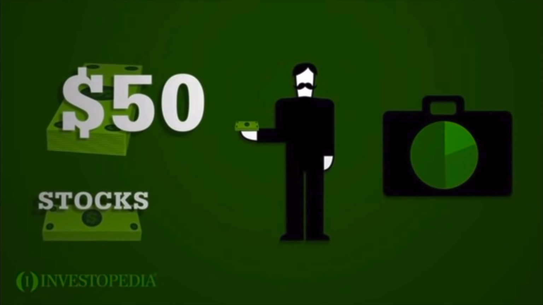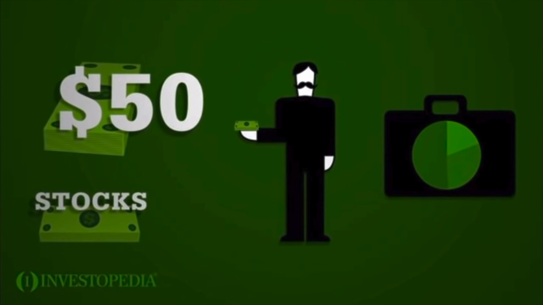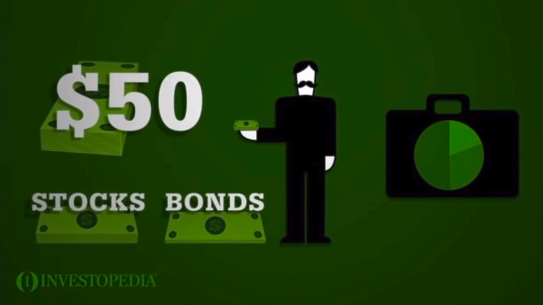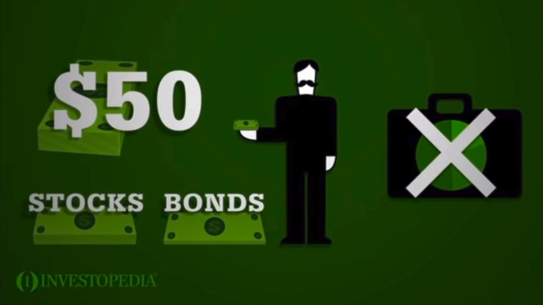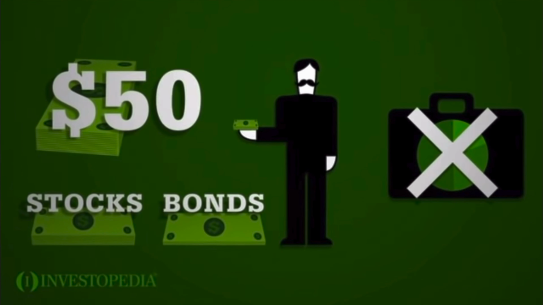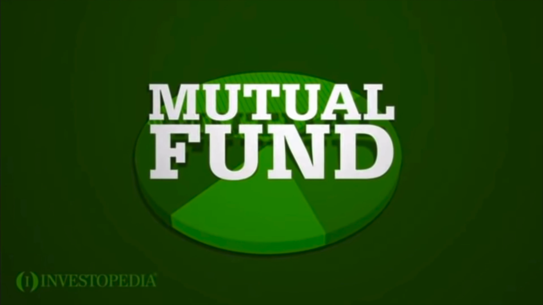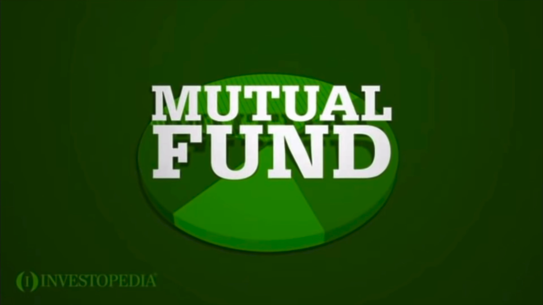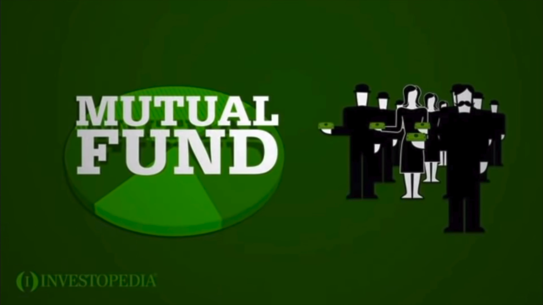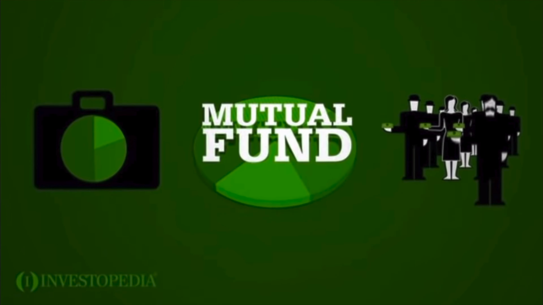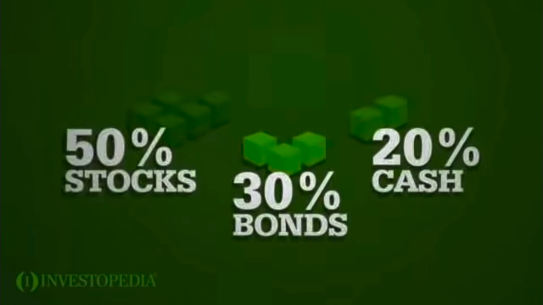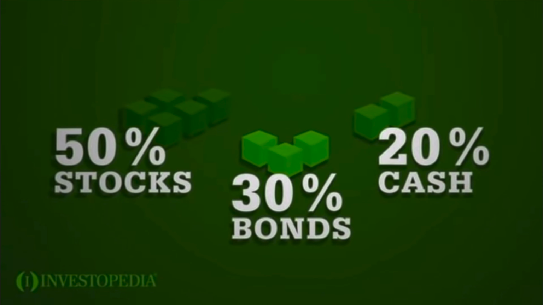This means he only has $25 for stocks and even less for bonds. Steve's lack of cash limits his ability to invest in a balanced way by himself. But he can invest in a mutual fund to get around this problem. A mutual fund allows Steve to pool his money with other investors that want to invest in a balanced portfolio. By purchasing units in the fund, Steve can get the exposure he wants.